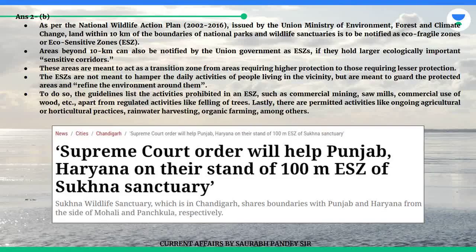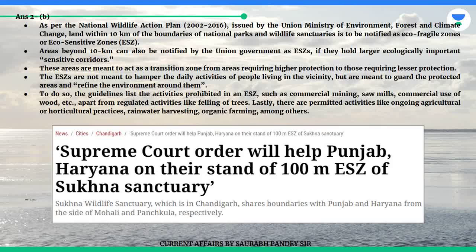Answer is B. As per the National Wildlife Action Plan, 2002 to 2016, issued by the Union Ministry of Environment, Forest and Climate Change, land within 10 kilometers of the boundaries of national parks and wildlife sanctuaries is to be notified as eco-fragile zones or eco-sensitive zones, ESZ. Areas beyond 10 kilometers can also be notified by the Union Government as ESZs if they hold larger ecologically important sensitive corridors. These areas are meant to act as a transition zone from areas requiring higher protection to those requiring lesser protection.